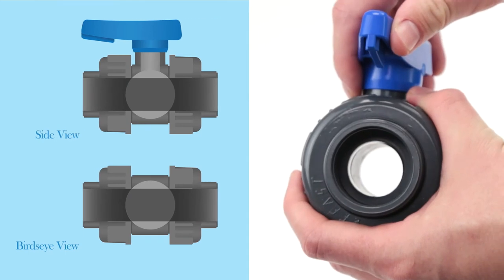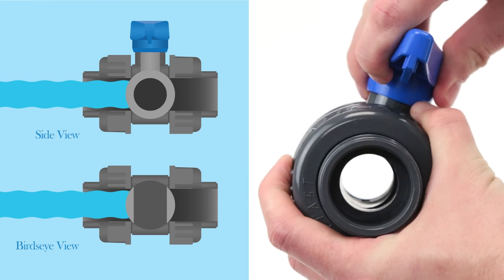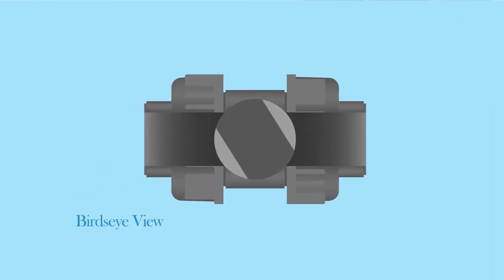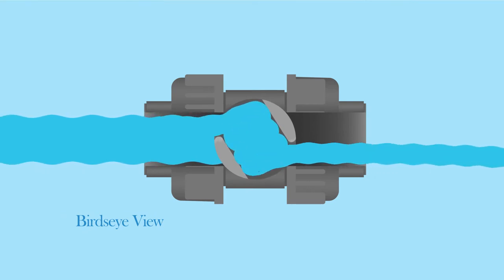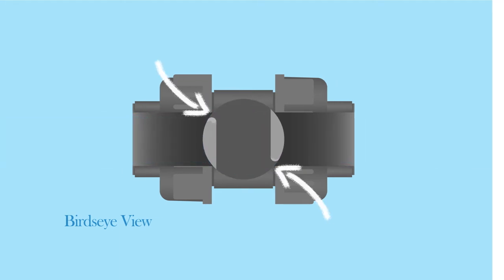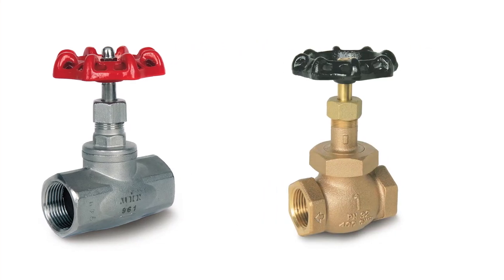The downside to this design is that it's not effective at fine control, and is much more suited to being either fully open or fully closed. To try and use a ball valve for flow modulation can cause its mechanism to erode over time due to the velocity and pressure of the flow, which in turn can lead to leakage. For fine control and flow modulation, globe valves are a much more suitable choice.